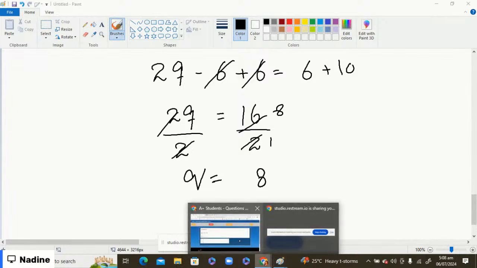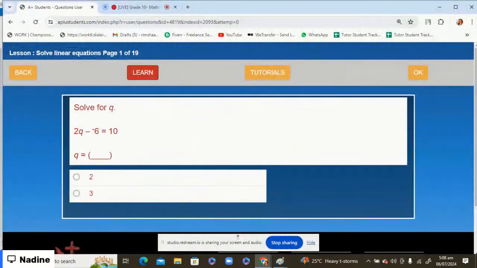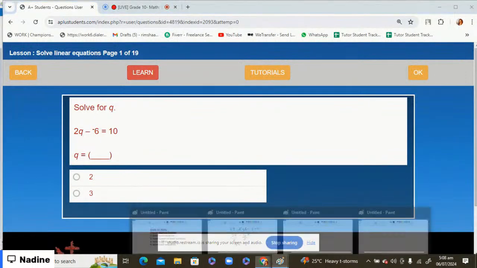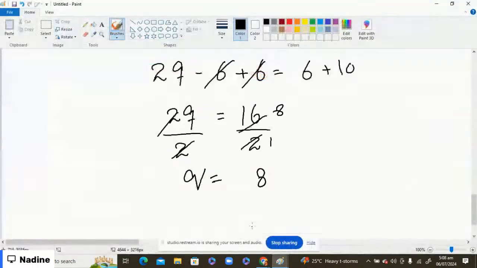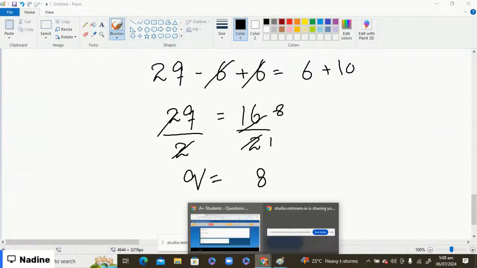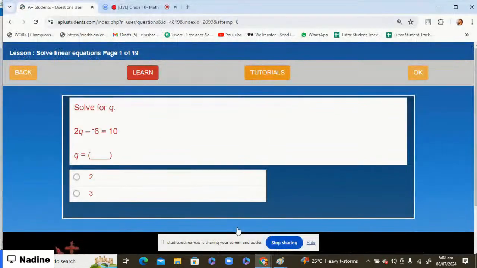So let's check, is there any option for 8? I think there is a problem with the question. How to do it?